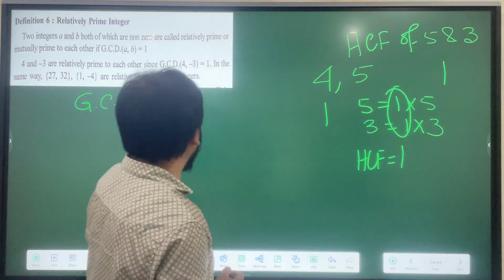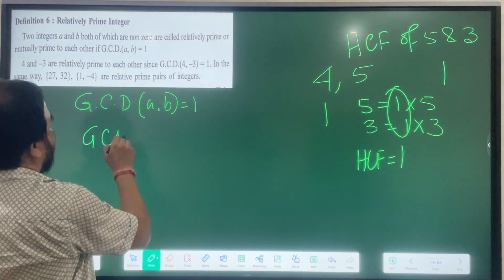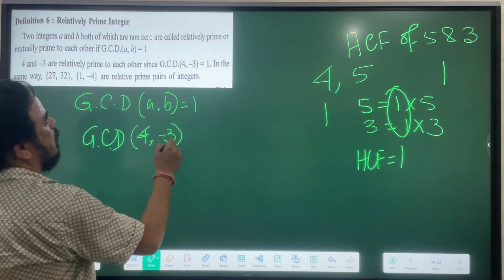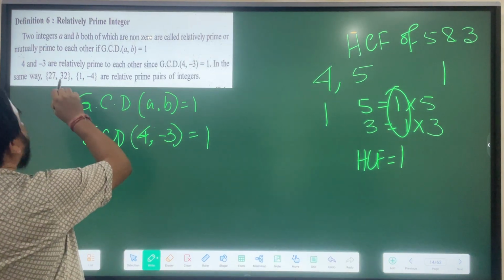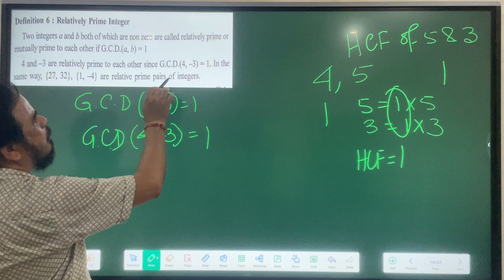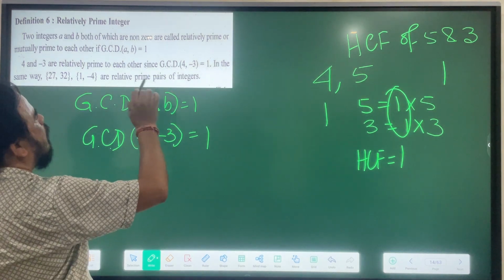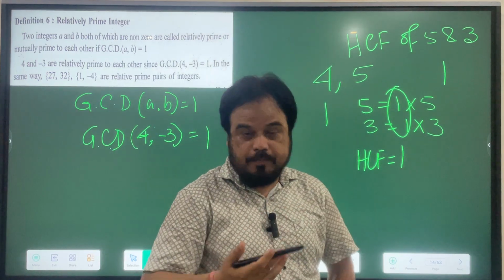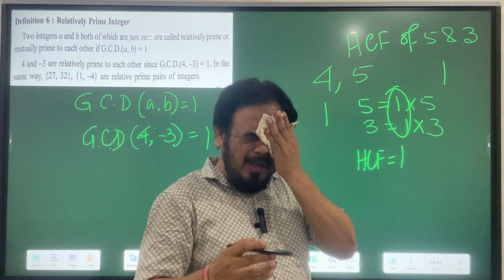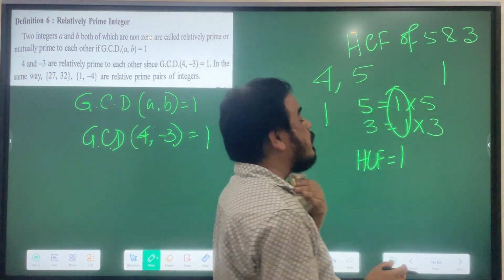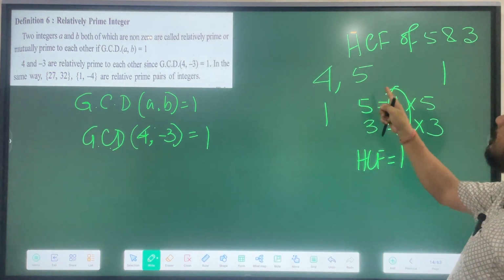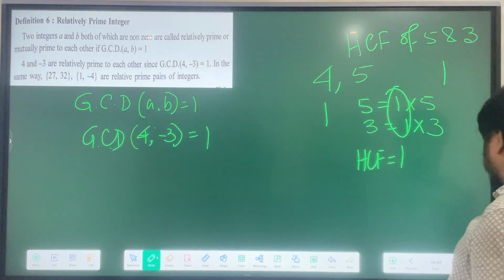That is GCD 1. So here GCD of 4 and minus 3 is 1. In the same way, 27 and 32, and 1 and minus 4, are relatively prime pairs. Relatively prime means both may not be prime. Mutually prime means both are prime to each other. So as we know, HCF of two prime numbers or relatively prime numbers will always be 1. Same thing here also.